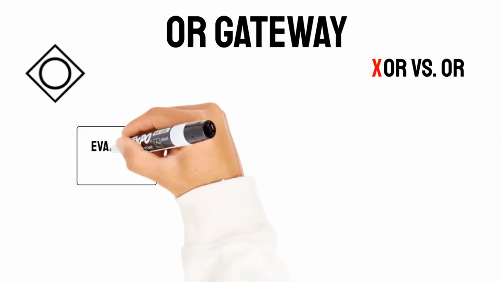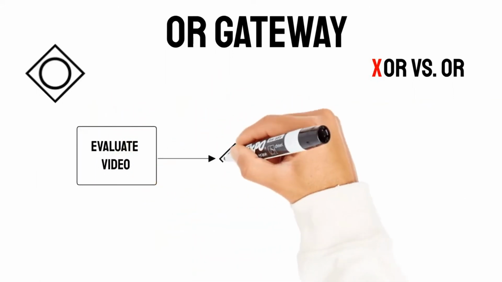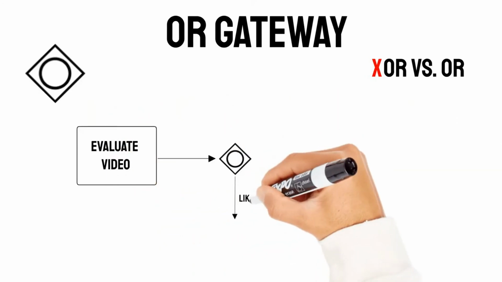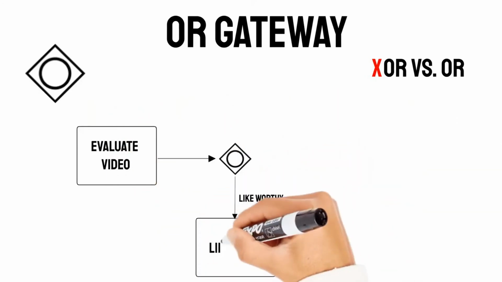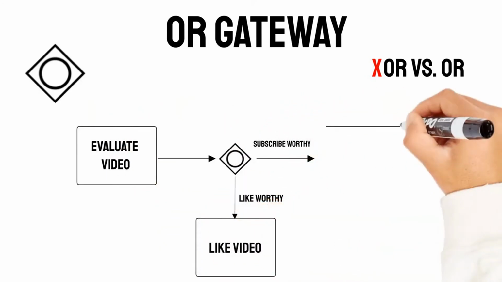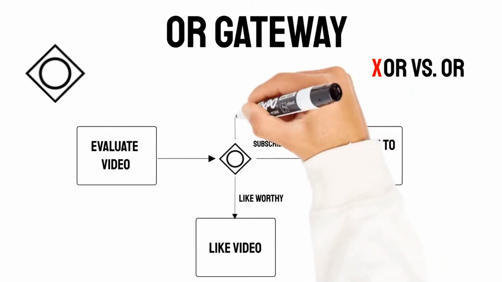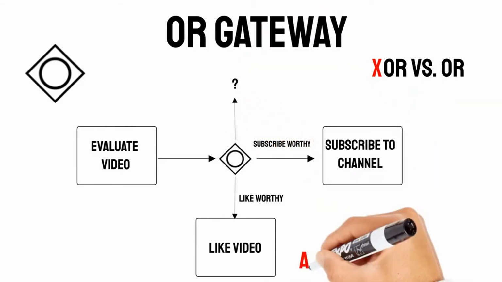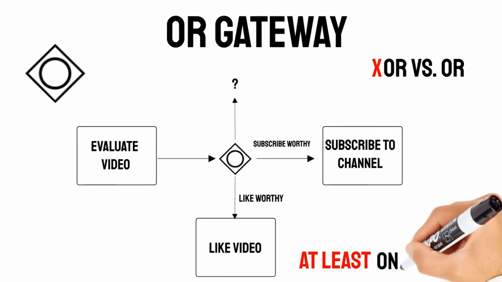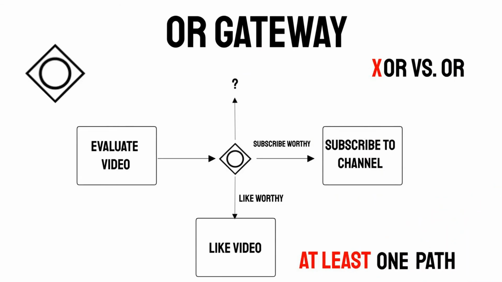At the end of this video, you are probably going to evaluate this video. This video might be like-worthy to you, so you would like the video, or maybe even subscribe-worthy, so you would subscribe to the channel, or even something else. The key of the inclusive OR is that at least one path has to be chosen. You can also go multiple paths, or even all, but at least one. That's why we also call it the inclusive OR. Getting the concept of this inclusive OR can be a bit hard, as we use OR, like I said, in our daily life as an either-or. Now let's jump to the next BPMN gateway.